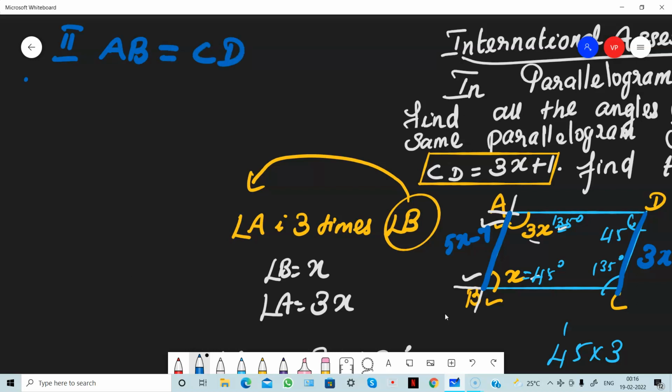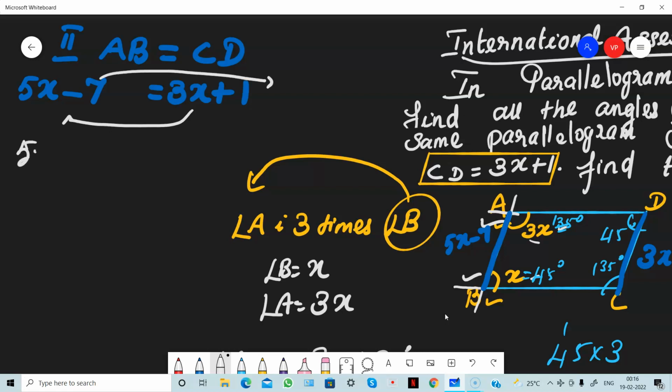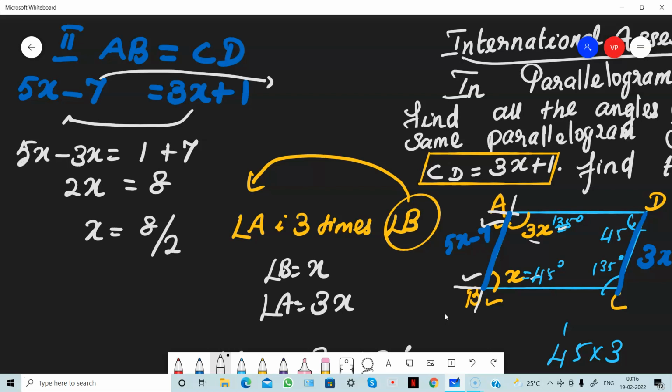So what is AB? It is given 5x minus 7, right? This is equal to 3x plus 1. So how do you find the value of x? You know linear equations very well. Transpose this one here and this one here. So 5x minus 3x. This is 1 already here. 7 comes here. So 1 plus 7 is 8. So this is 2x. Okay. So 2x equals 8, x is equal to 8 divided by 2. It is 4. So we found only the value of x, not the sides, right?